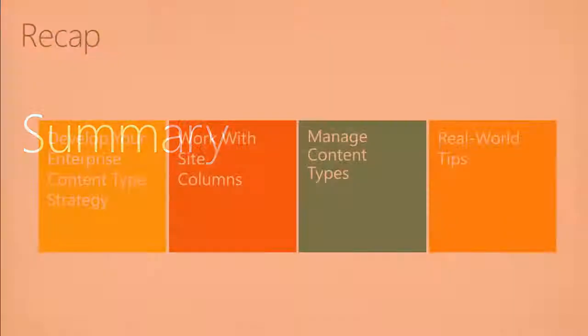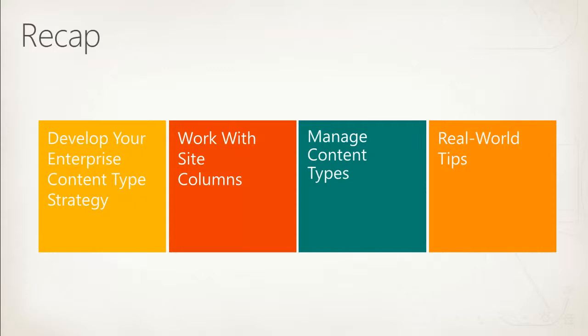So really, at the end of the day, you want to make sure you have an enterprise content type strategy, meaning there are no enterprise content types. There's content type hub syndication. There's you manually moving them around. There's defining them at the content type level. And then there's not defining them at all and letting people create their own columns, right?